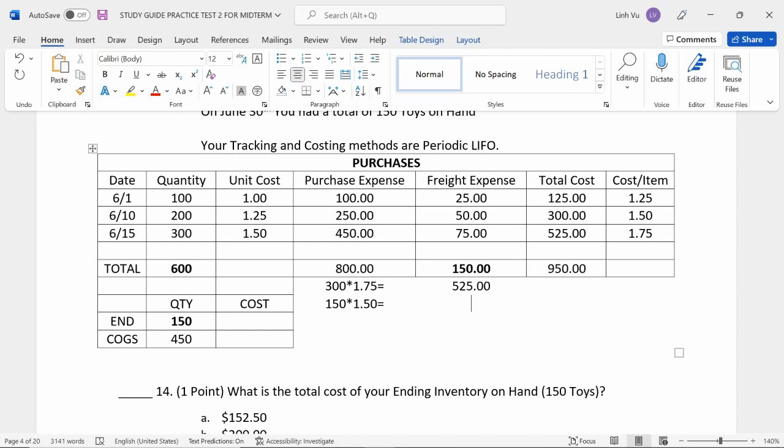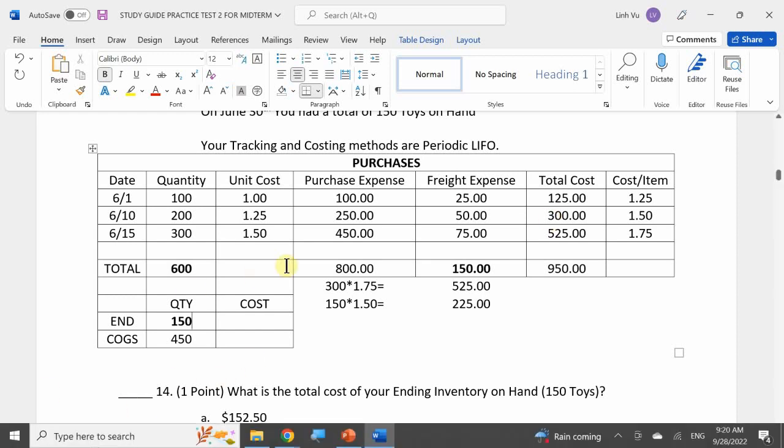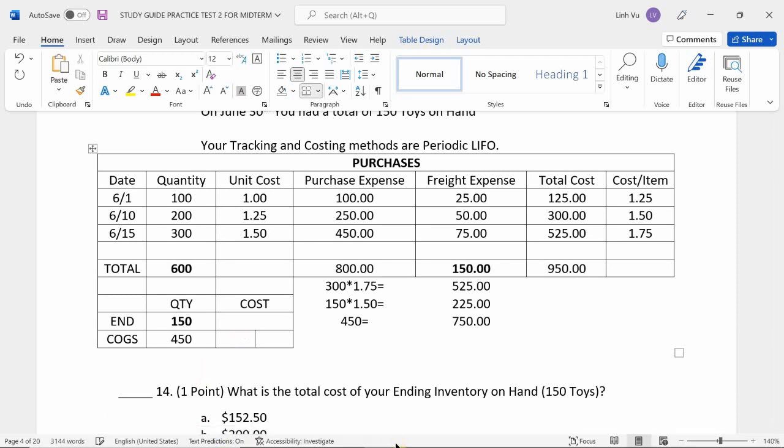Hold on. $225. Okay? So in this case, that gave me a grand total of 450 units. And what's my grand total cost here? $750. So that means it cost me a total of $750.